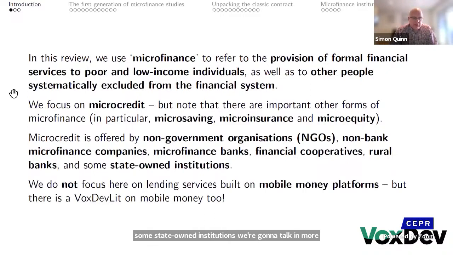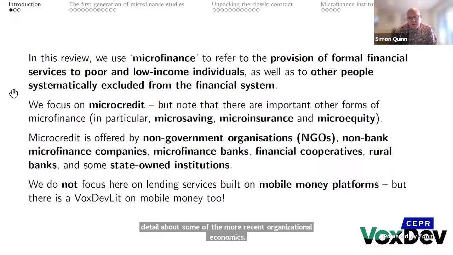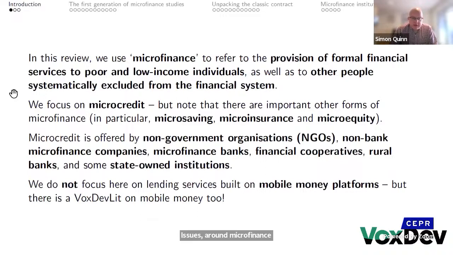We're quite clear in this review that we're not focusing on lending services built on mobile money platforms, but that's clearly a really exciting area both for policy innovation and for ongoing research. And we want to direct you right from the outset to the VoxDevLit on mobile money, which touches on some of these adjacent issues.